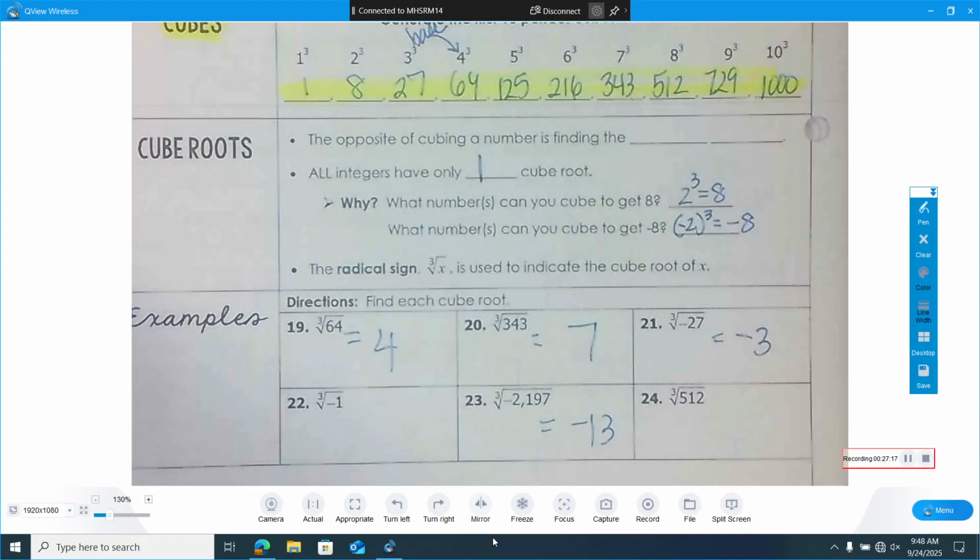Do you have any questions right now? Read carefully on the Delta Math. You do have 2 options today.